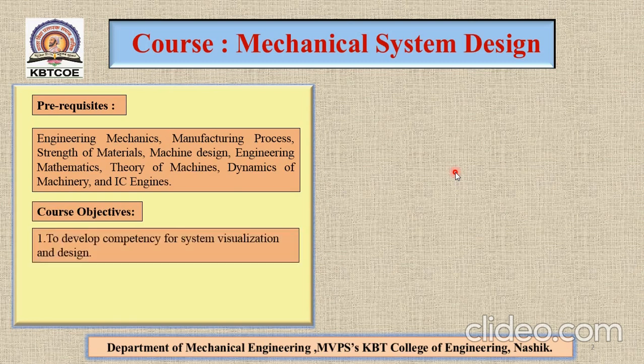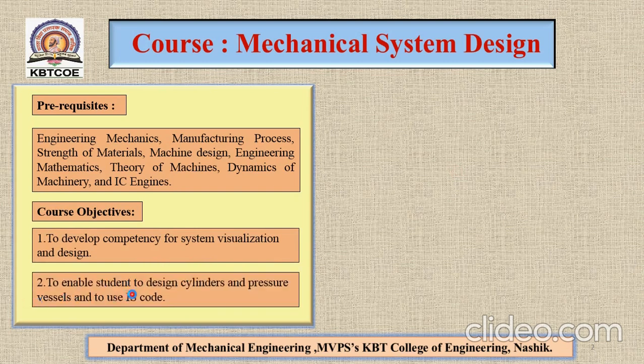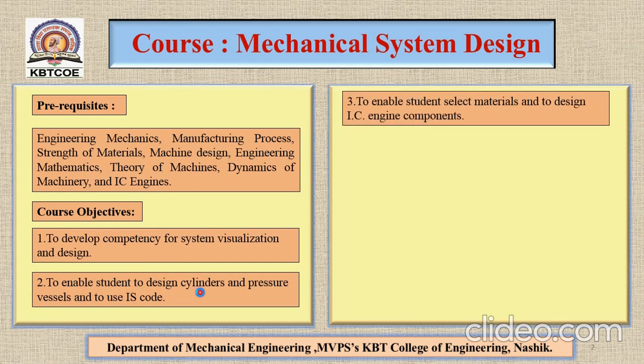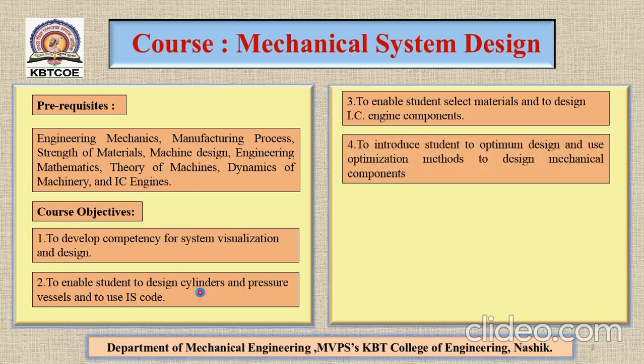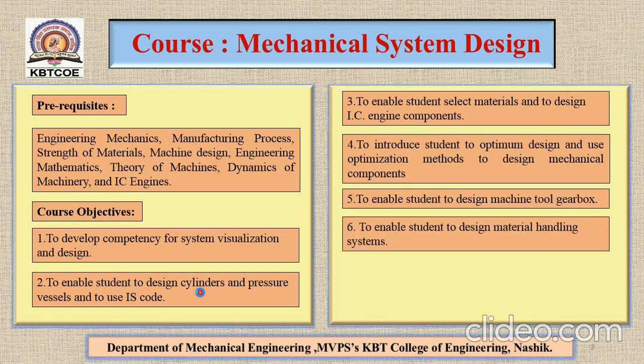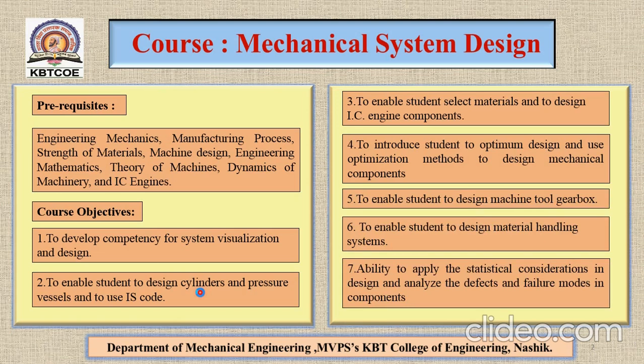Course objectives: to develop competency for system visualization and design, to enable students to design cylinders and pressure vessels and to use IS code, to enable students select materials and to design IC engine components, to introduce students to optimum design and use optimization methods to design mechanical components, to enable students to design machine tool gearbox, to enable students to design material handling systems, and ability to apply the statistical consideration in design and analyze the effects and failure mode in component.